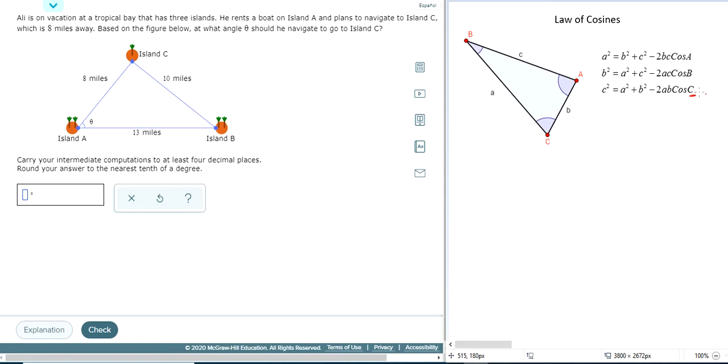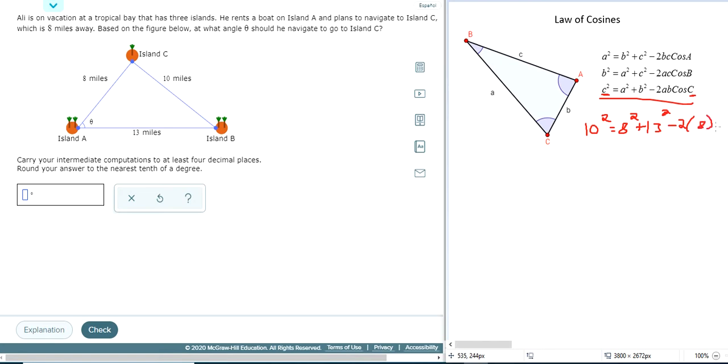So whatever that angle is, you can call it capital A, capital B, capital C. You just have to make sure, let's use this one down here, okay? Make sure that the side length that corresponds with that angle gets put in right here for lowercase c. 10 miles, 10 is the side length that's opposite of this angle. So we got to plug in 10 for c. And it actually doesn't matter which one's a or which one's b, because the order we add in doesn't matter. The order we multiply in doesn't matter.